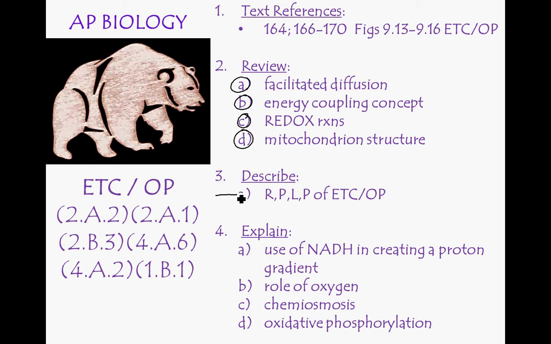By the end of this, you should be able to describe the reactants, products, location, and purpose of the electron transport chain and oxidative phosphorylation. To show an understanding of this, you should be able to explain how NADH is used in creating a proton gradient, explain the role of oxygen, and explain what chemiosmosis is, as well as oxidative phosphorylation. So let's get into this.